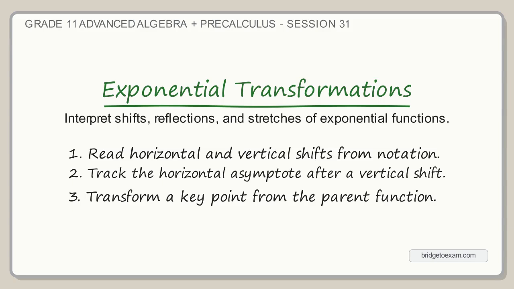1. Read horizontal and vertical shifts from notation. 2. Track the horizontal asymptote after a vertical shift. 3. Transform a key point from the parent function.